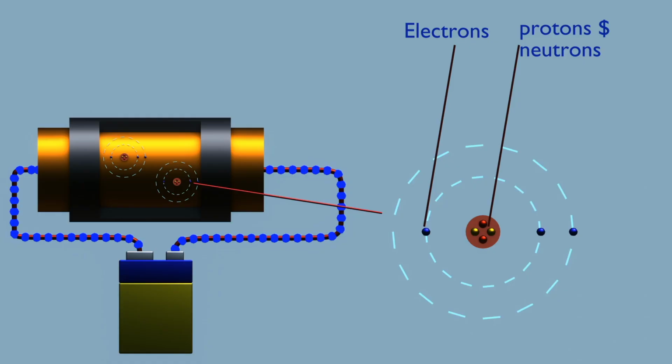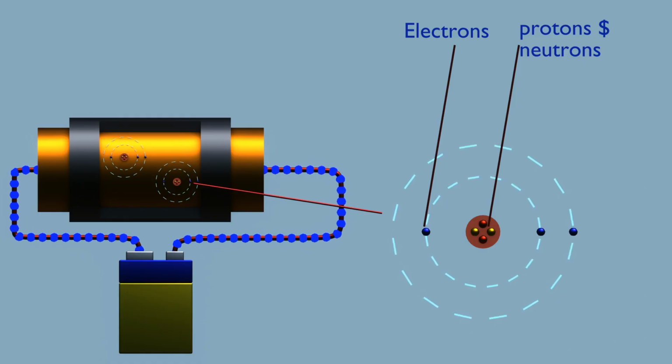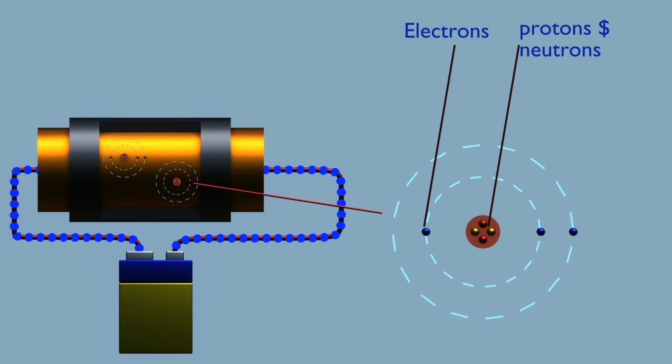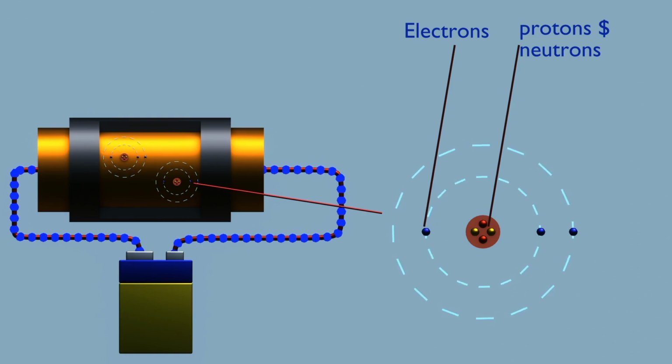When we talk about atoms, we also use the term ion. An ion is an atom with an unequal number of protons and electrons, giving it a net charge. If an atom has more electrons than protons, it becomes a negative ion. If it has more protons than electrons, it becomes a positive ion.